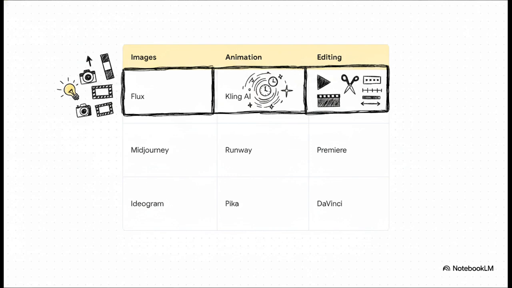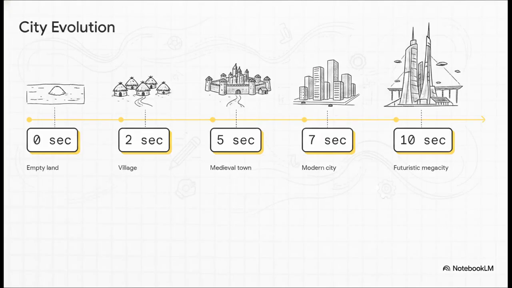But honestly, for a beginner, the absolute best, most accessible stack is using Flux for your images, Kling AI for your video animation, and CapCut for editing. It's affordable, it's simple, and it delivers genuinely stellar results. But before touching any of those tools, you've got to plan your story.